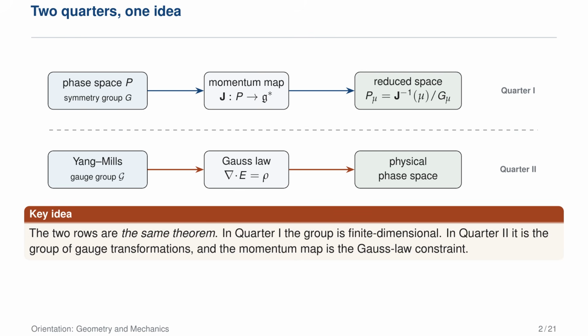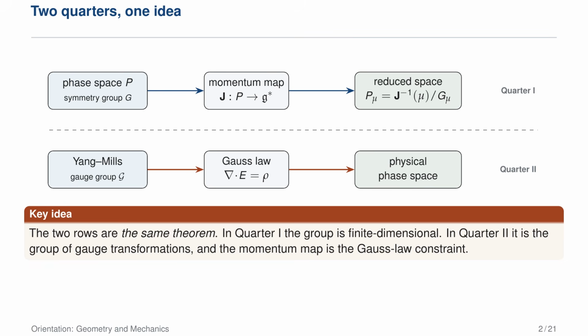In the first quarter, we start with a phase space carrying a symmetry group. The symmetry produces a momentum map, which is a function from the phase space to the dual of the Lie algebra. Then we quotient by the symmetry and land on a smaller space called the reduced space. In the second quarter, we start with Yang-Mills theory, whose symmetry group is the group of gauge transformations. The momentum map of that action turns out to be the Gauss law. Quotienting by the gauge group gives the physical phase space. Those two rows are the same theorem.